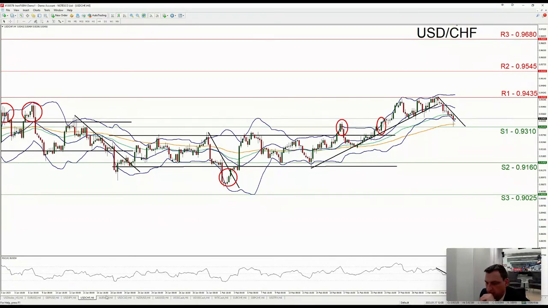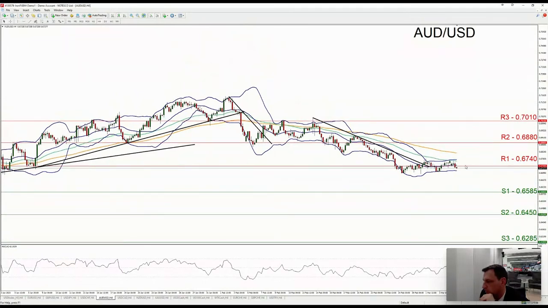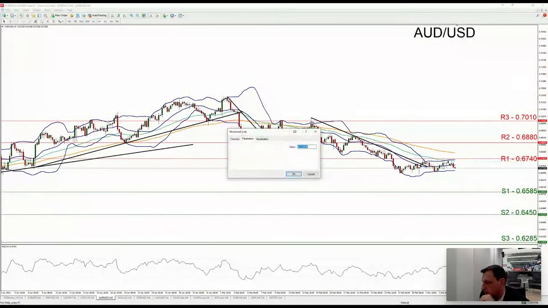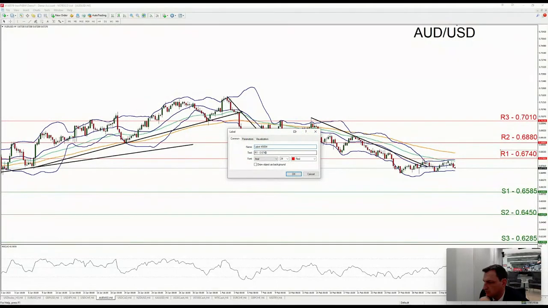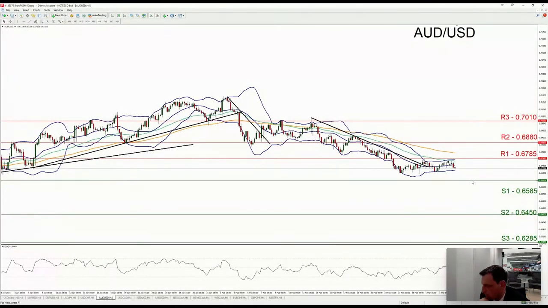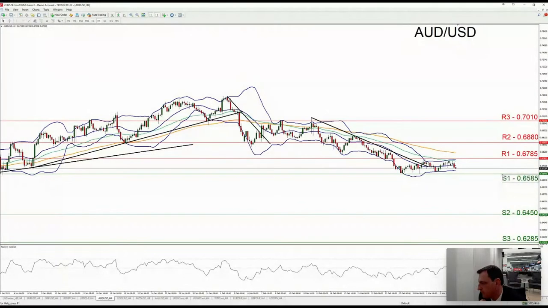Let's have a look at the Aussie traders, which definitely we have some corrections to make here. We have a very tight range-bound motion. Let me correct that. And that would be the 0.6785. The R1 goes higher, far higher. 66-40. Sorry, that would be 66-40. My mistake.